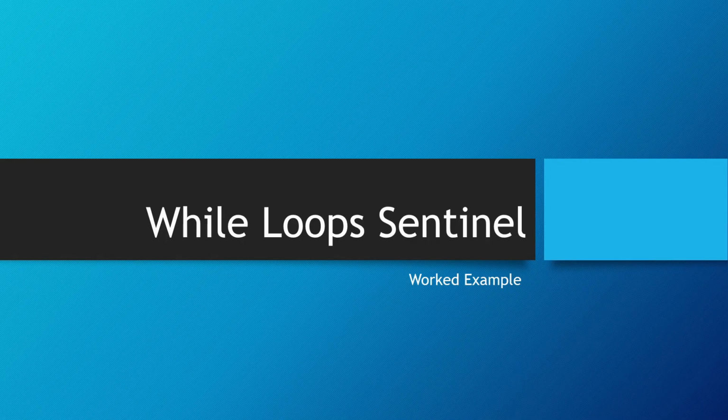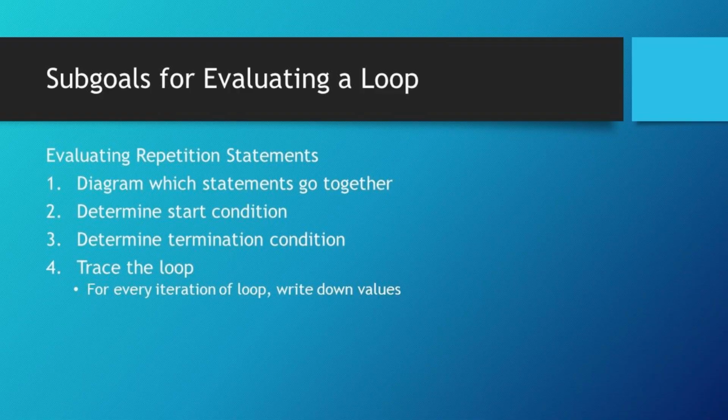In this video, we will be looking at a Sentinel loop with a while construct. The subgoals for evaluating a loop are: 1. Diagram which statements go together. 2. Determine the start condition. 3. Determine the termination condition. 4. Trace the loop. For every iteration of the loop, write down the values.